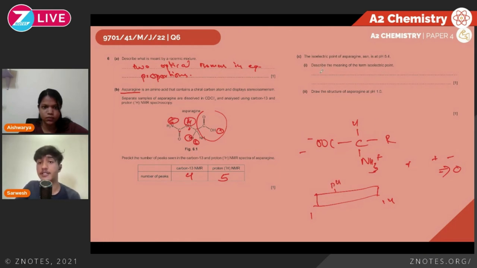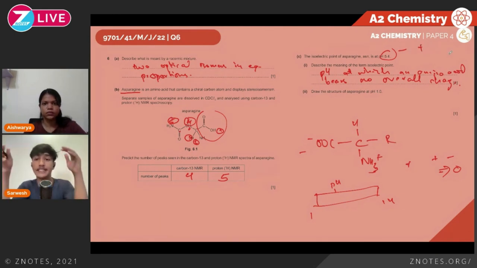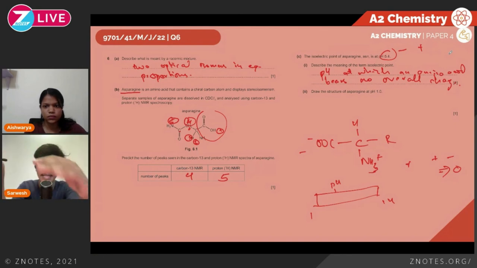So the isoelectric point is the pH at which an amino acid bears no overall charge. The isoelectric point of asparagine is 5.4. So at 5.4, asparagine has both the plus charge and the negative charge. A pH above 5.4 for asparagine is basic. But if the pH is lower than 5.4 for asparagine, that is the acidic condition.